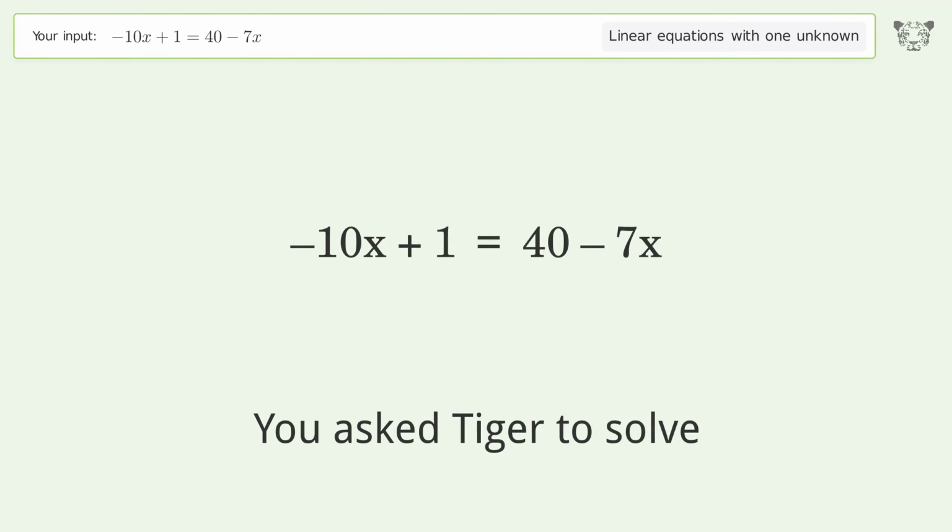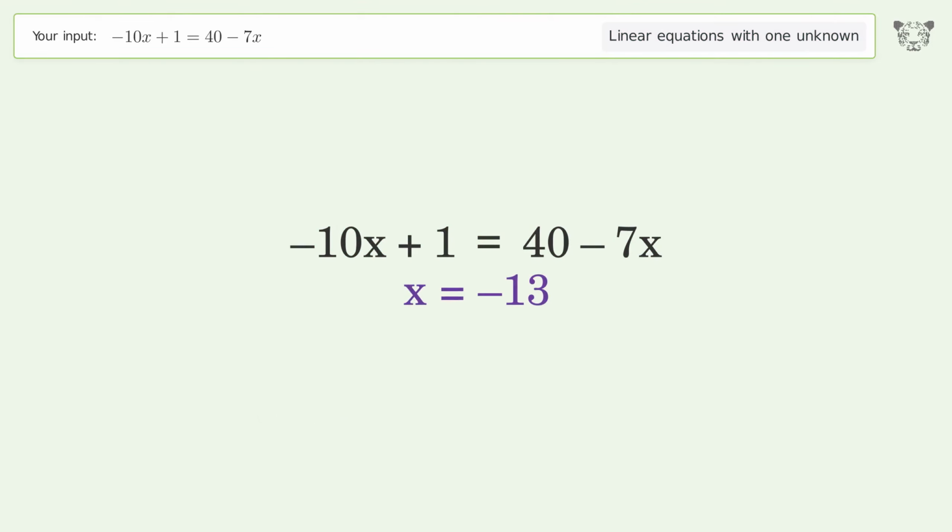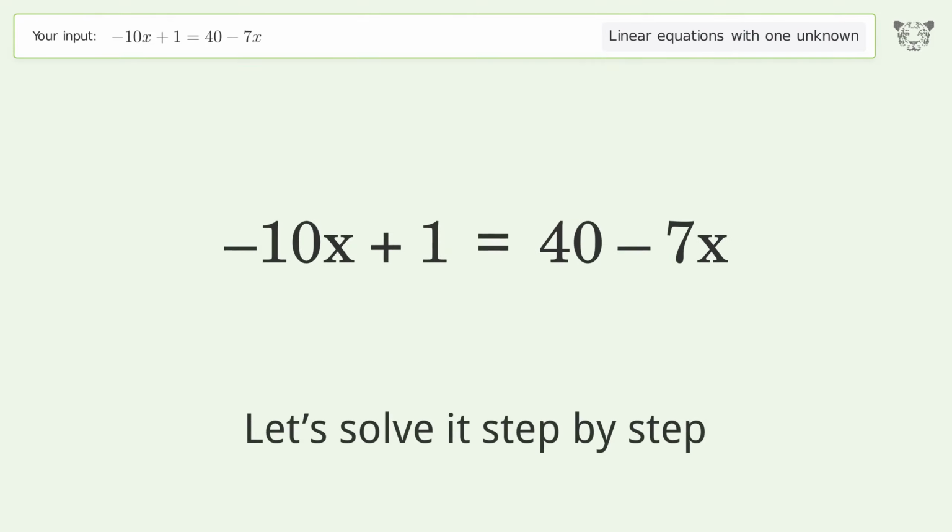You ask Tiger to solve. This deals with linear equations with one unknown. The final result is x equals -13. Let's solve it step by step.